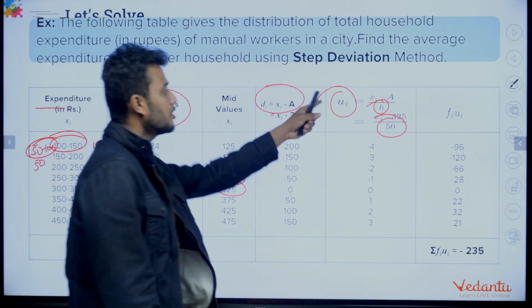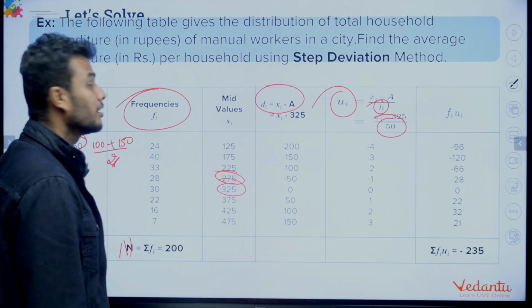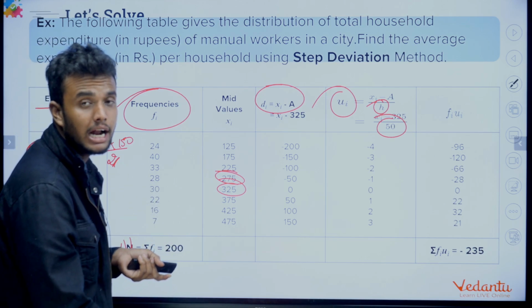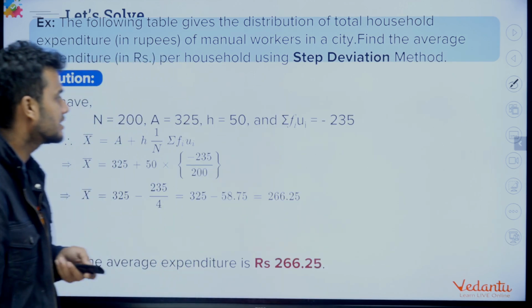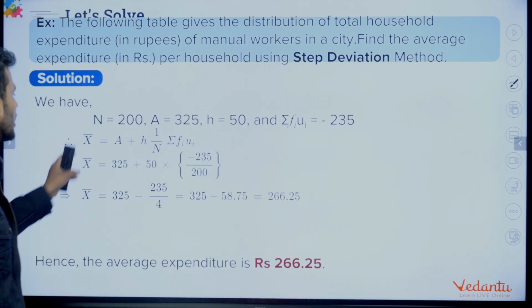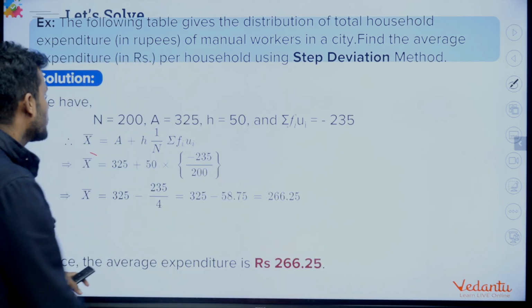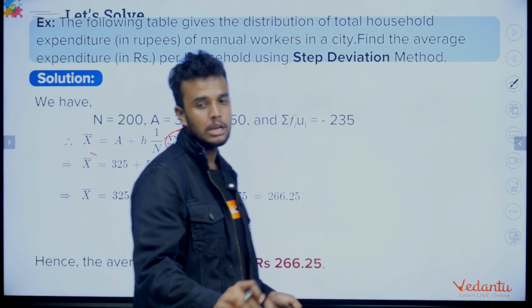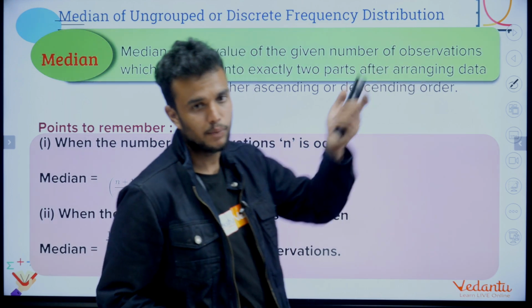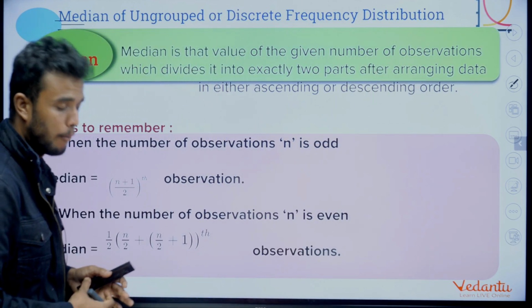For the step deviation method, you need to find out the ui value. For the shortcut method, di is enough. Okay, students, then by using the formula, solve. x bar equals A plus h divided by 1 by n, this one, fi ui is there. You substitute the values and solve to get the answer. Very simple.